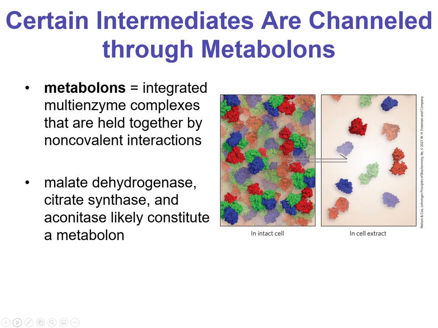So there are some intermediates that are channeled through what's called metabolons. Metabolons are integrated multi-enzyme complexes that are held together by non-covalent interactions. And it is believed that malate dehydrogenase, citrate synthase, and aconitase are part of a metabolon. When you look at intact cells, you'll see these enzymes hanging out with each other. But when you try to purify the complex, there's no complex to be had.